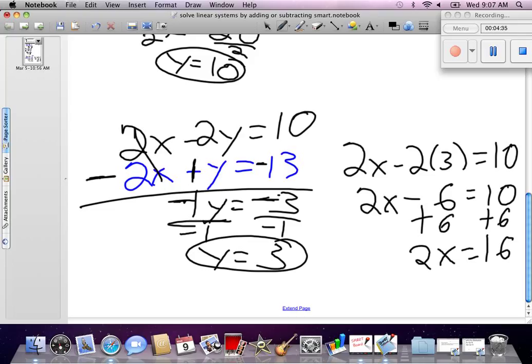Okay, Elena, what do I do now? If I've got 2 times x equals 16, what's the opposite of multiplication, Elena? Division, so I'm going to divide both sides by 2. And I get x equals 8. Okay, so if we have the same number, cancel them. Let's do number 3.